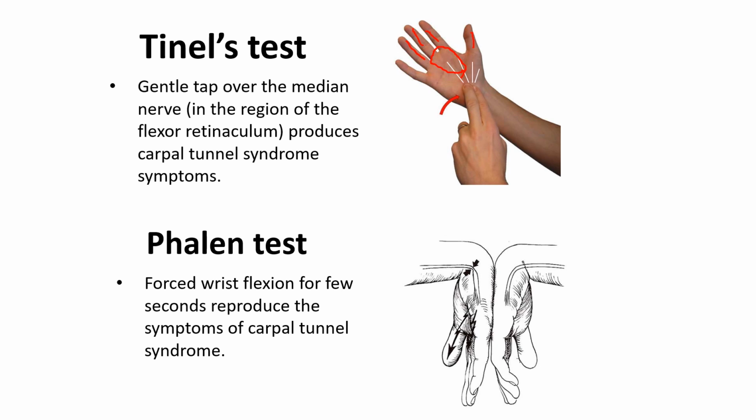The other test is called Phalen's test, which is reproduction of symptoms of carpal tunnel syndrome when asking the patient to do this movement, which is forced flexion of the wrist. Treatment, of course, first is avoiding any movement of wrist flexion, putting a splint here, especially at night, to prevent wrist flexion, which may aggravate the symptoms of carpal tunnel.